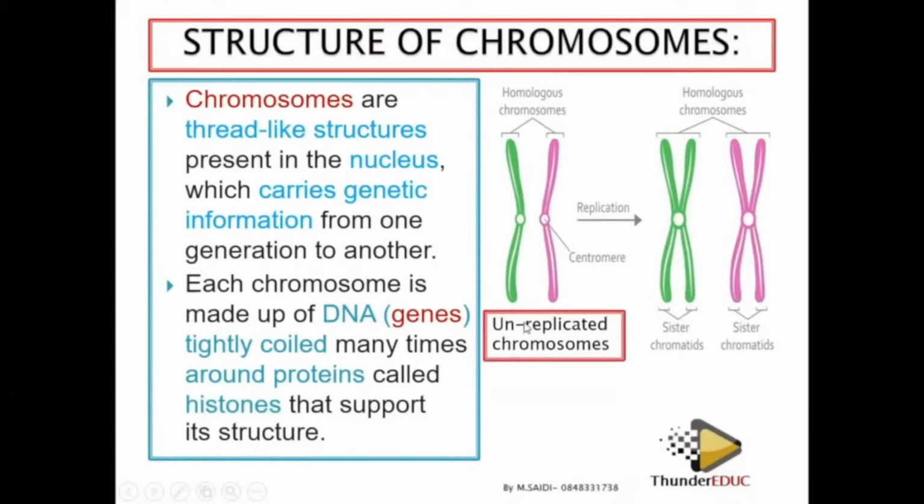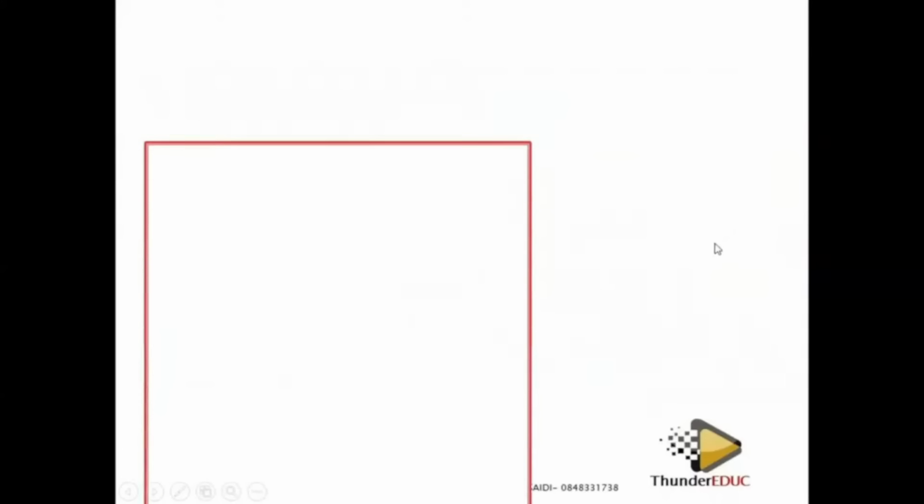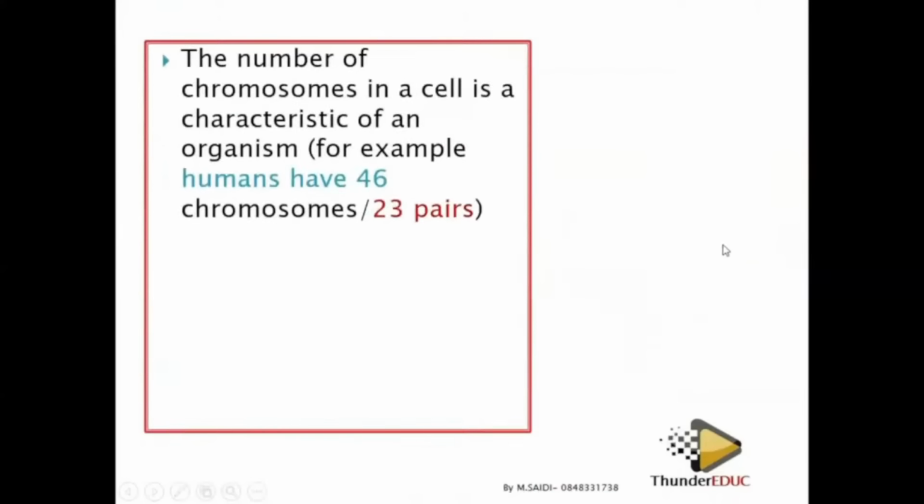So sometimes, as I say, this is called unreplicated chromosomes, and then we call these ones the replicated chromosomes. So each of these has two names: unreplicated chromosomes or single-stranded chromosomes, and then these ones double-stranded chromosomes or replicated chromosomes. So the number of chromosomes in each cell is a characteristic of organisms.